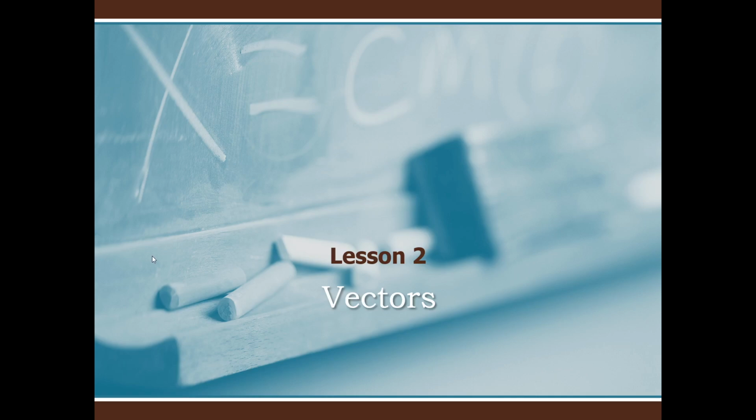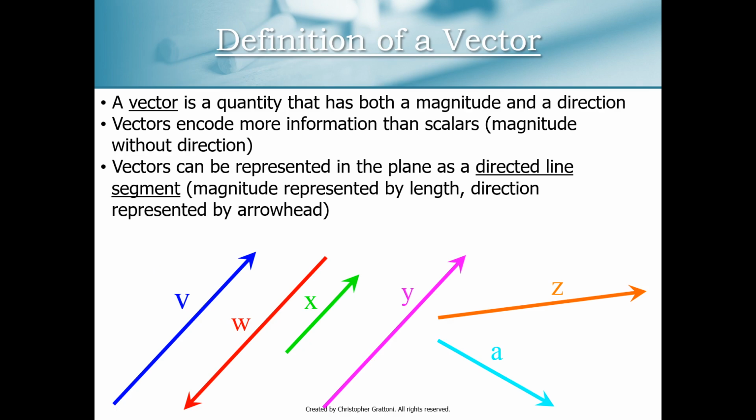In this video I'm going to talk about vectors. You guys are probably familiar with the concept of a vector from, say, your physics class or previous calculus courses, but just as a quick refresher, a vector is a quantity that has both direction and magnitude. So fundamentally, a vector encodes more information than a scalar does, because a scalar has magnitude information without any direction information. And in a math class, we typically represent a vector in the plane as a directed line segment.